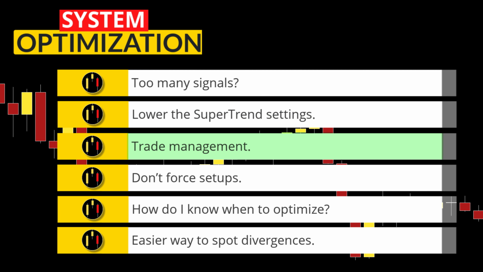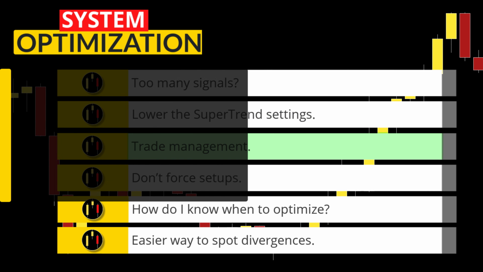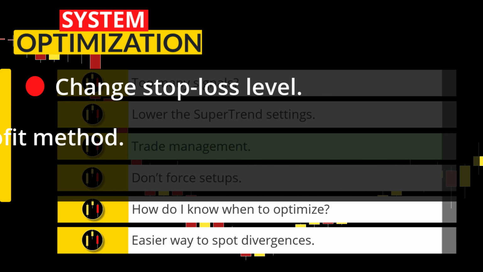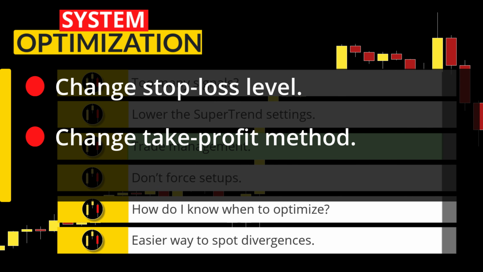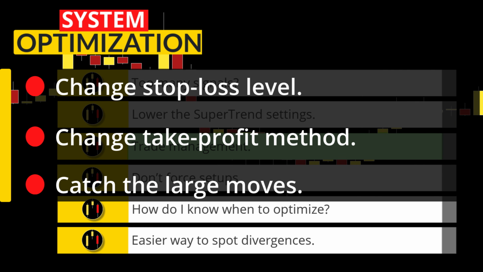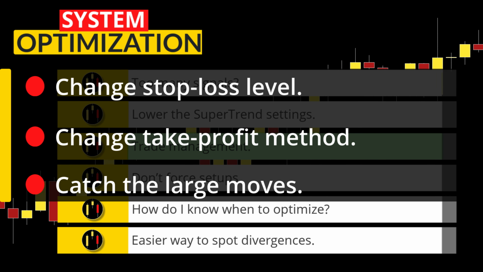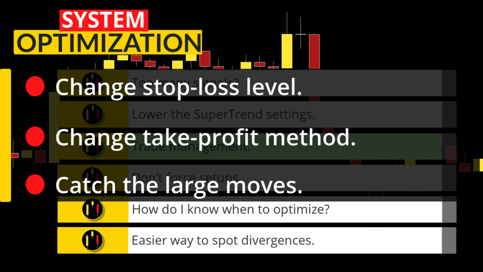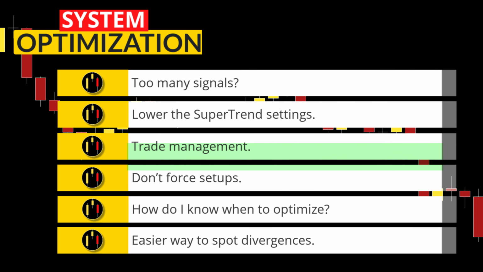Third, you can change the way you manage your trade, such as changing your stop-loss level to the higher time frame super trend, or taking part of your position off when 1-to-1 is hit. Another way to take profit is by using a trailing stop for, say, 1/3 of your position, which will enable you to participate in huge market moves.